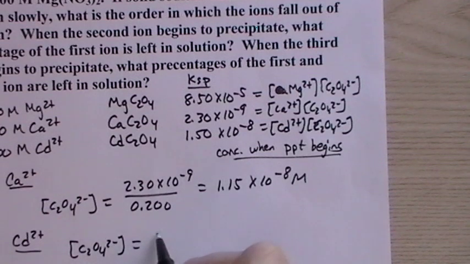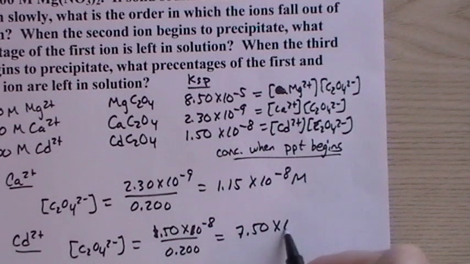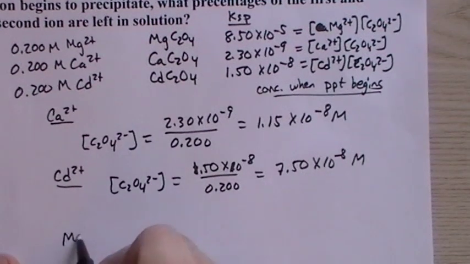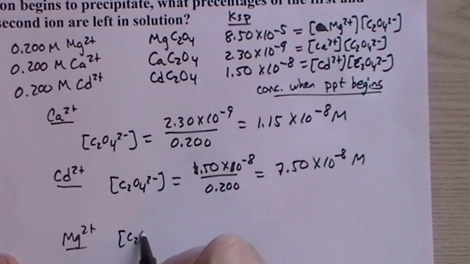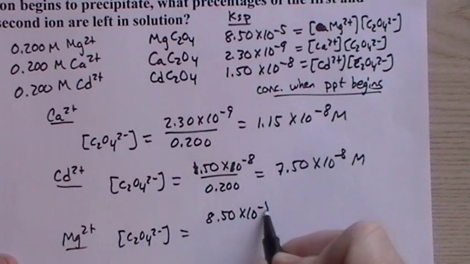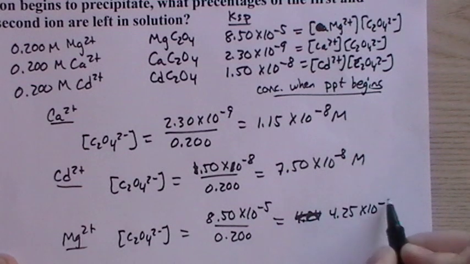The concentration of oxalate ion that has to be added to get the cadmium to fall out is, we just take this KSP divided by the concentration of the cadmium, and when we hit 7.5 times 10 to the minus 8 molar of the oxalate ion, that's when the cadmium begins to fall out. Then we do it for the magnesium. You can see they're all different, and they should be. If we want to take out one of these ions at a time, then they should fall out at different points, different concentrations of oxalate ion. That's what we're counting on. So this is 4.25 times 10 to the minus 4 molar.